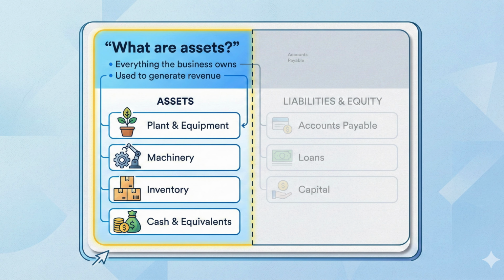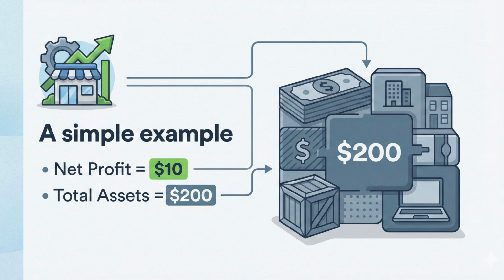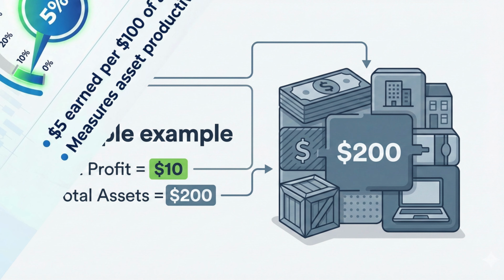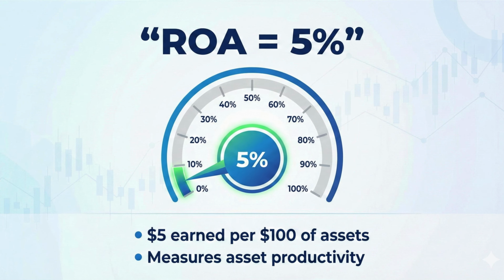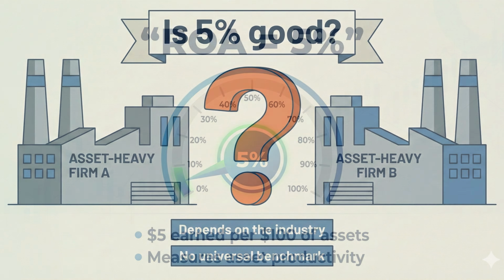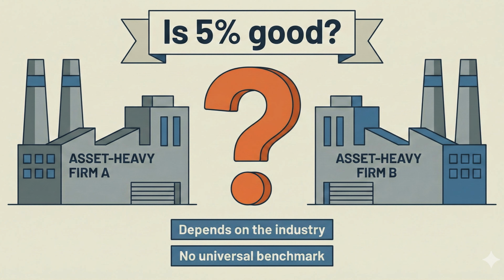Let's take a simple example. A company earns $10 in net profit. Its total assets are $200. That gives an ROA of 5%. That means for every $100 of assets, the company generates $5 in profit. Whether this is good or bad depends on the industry.